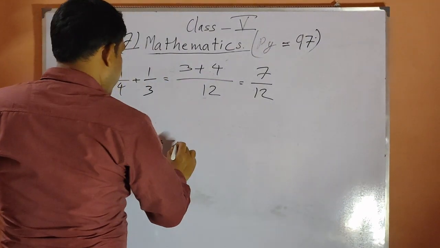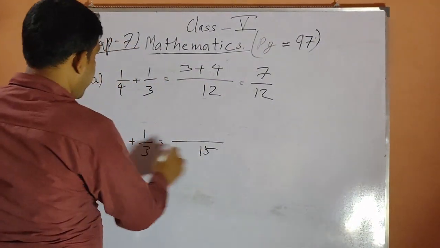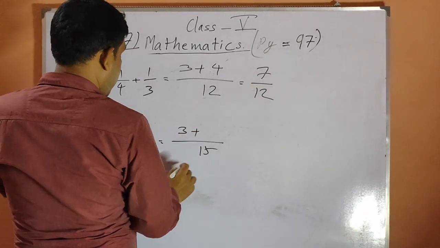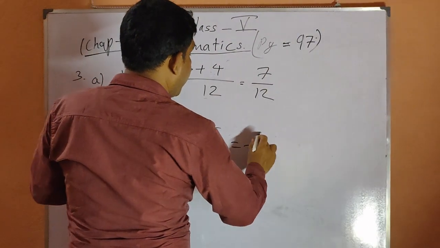And here, 3 into 5, 15 is the LCM. Then 15 divided by 5, 3, plus 15 divided by 3, 5. 3 plus 5, 8. 8 by 15.